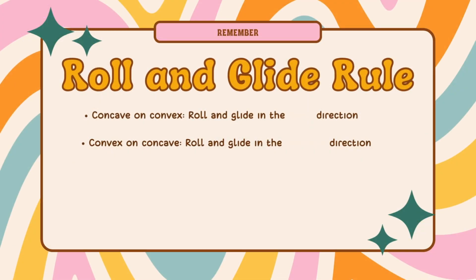Just a refresher on what the roll and glide rule is. So when you have the concave bone moving on the convex bone, so say the acetabulum is moving on the convex femur, the roll and glide would be in the same direction. But if you have the convex femur moving on the concave acetabulum, the roll and glide will be in opposite directions. So concave on convex is same and convex on concave is opposite.